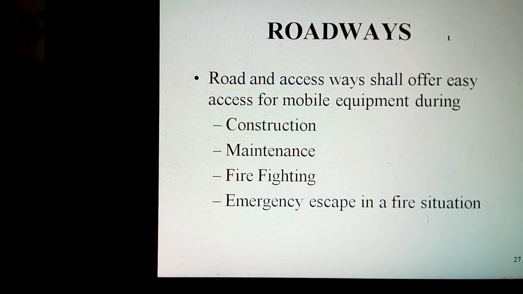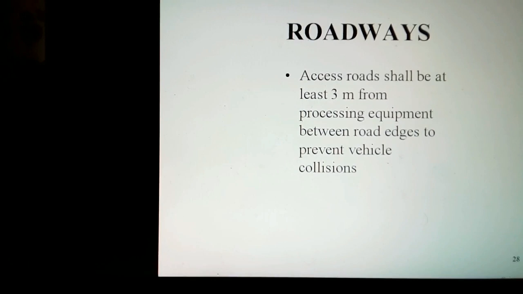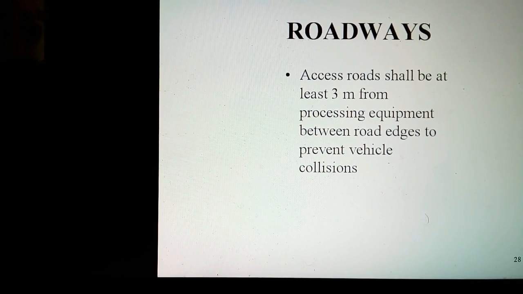Roadway, road and access ways shall offer easy access for mobile equipment during construction and maintenance, firefighting and emergency escape in a fire situation. Access roads shall be at least 3 meters from processing equipment between road edges to prevent vehicle collisions.